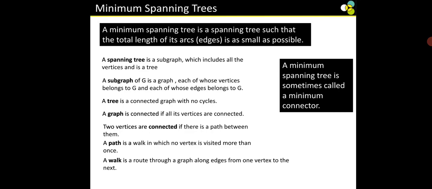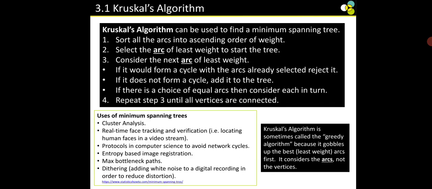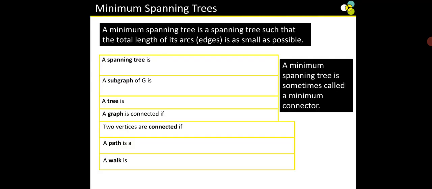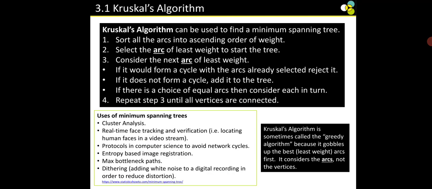Before we go on, we have to clearly understand that minimum spanning tree is sometimes also called minimum connector. Minimum spanning tree is where the total length of arcs is as small as possible. That is what a minimum spanning tree is. These are all the algorithms we have for the minimum spanning tree. First algorithm is Kruskal algorithm.